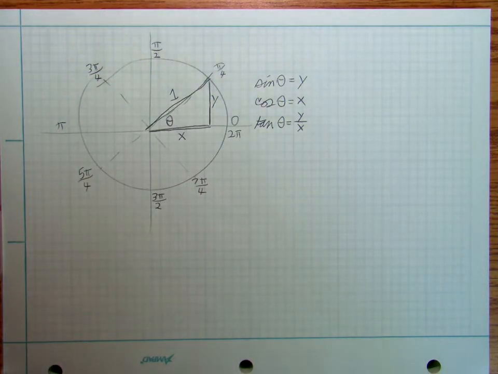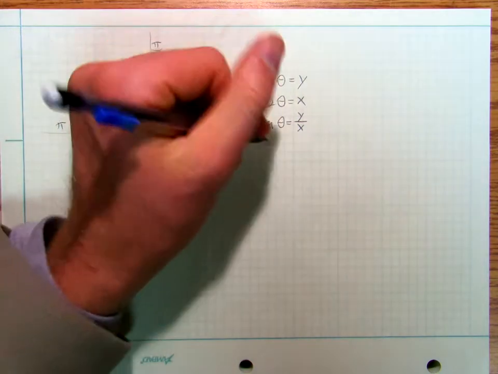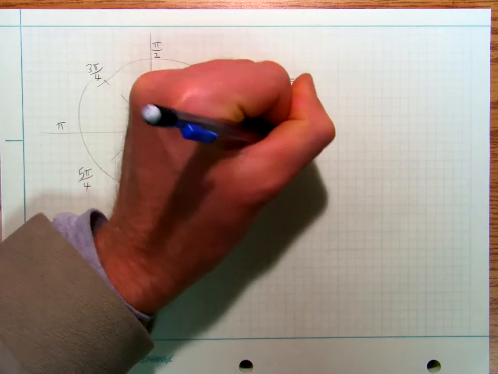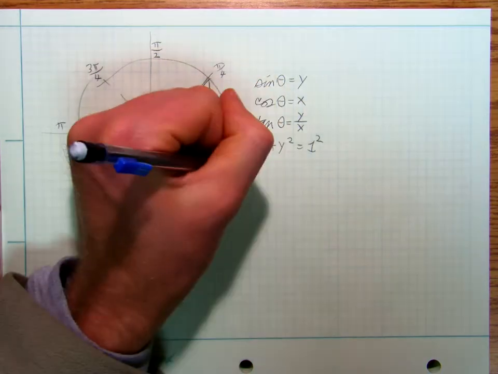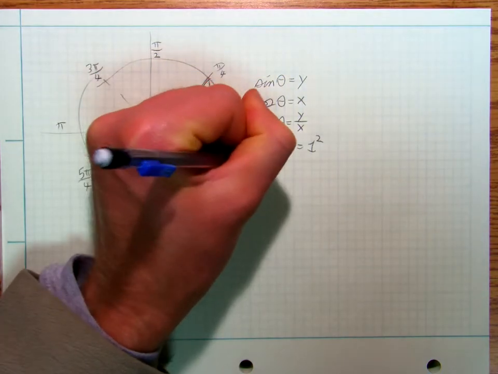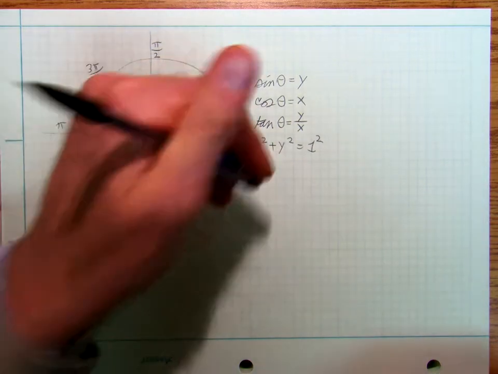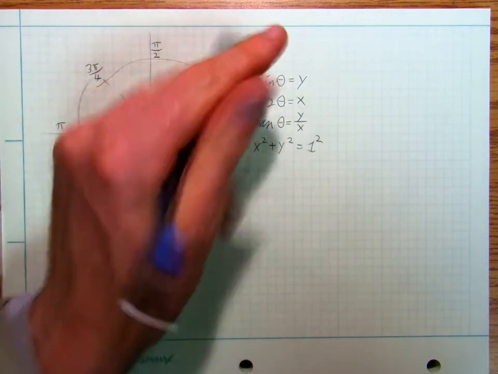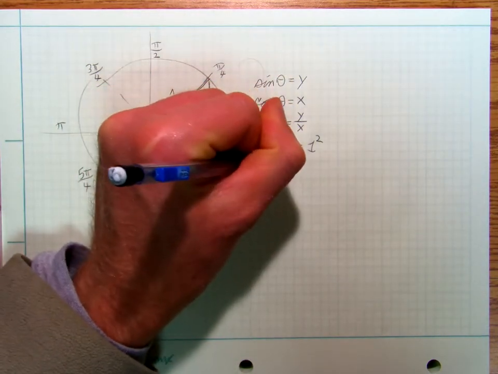Finally, the last thing we're going to do is say x squared plus y squared is equal to 1 squared, which is the Pythagorean theorem, and we're going to write that as our really, really critical identity. No, I should write it the way I should write it, be consistent.